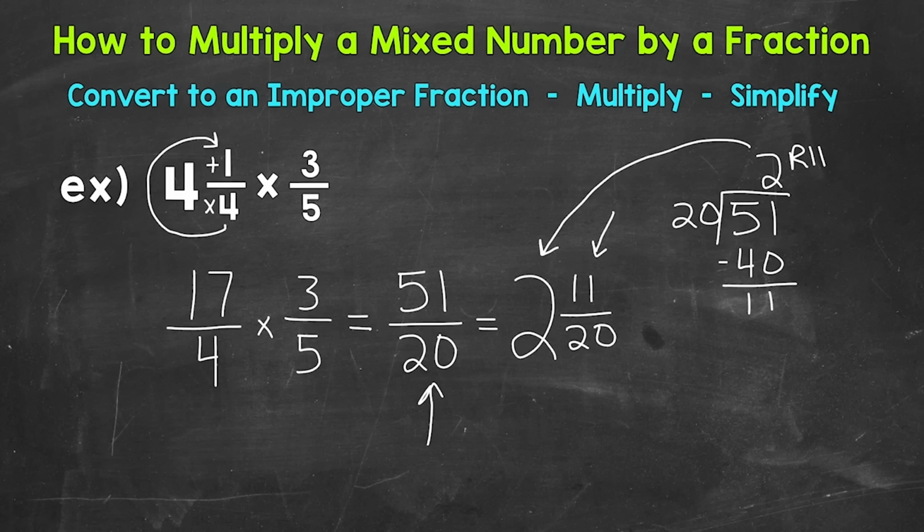Always check to see if you can simplify the fractional part of a mixed number. 11/20 is in simplest form. The only common factor between 11 and 20 is 1. So we are done. 4 1/4 times 3/5 equals 2 11/20. There's how to multiply a mixed number by a fraction. Let's move on to how to use cancellation when multiplying fractions.